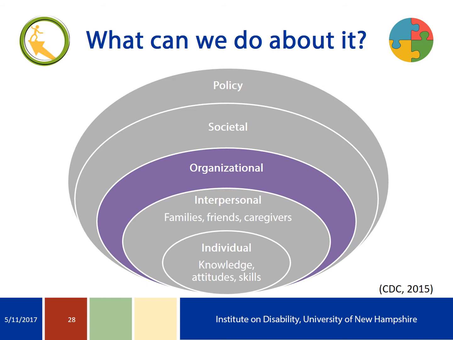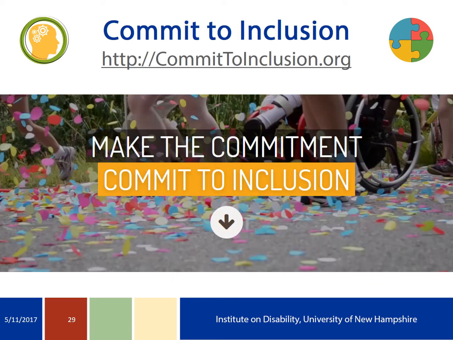We also have the potential to influence health behaviors at the organizational level. A great example of an organizational level resource is Commit to Inclusion. The Commit to Inclusion campaign allows organizations and programs that have a focus on nutrition, physical activity, and obesity prevention to sign up as an advocate for inclusion. When they join the campaign, they're provided with guidelines to help build healthy, inclusive communities.